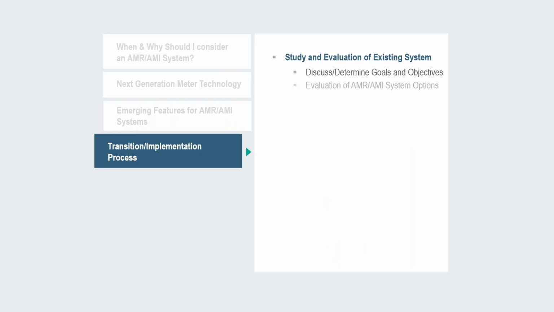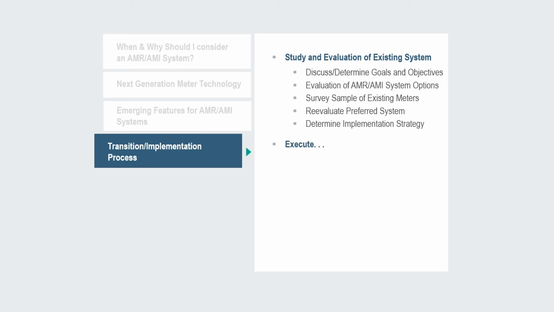Well, those are the meter types, the differences between AMR and AMI, and the emerging features that are coming out of these systems. That gets us to this point: I want to do it, so what do I do? Well, really the first and most important step in determining how and when and what to do with an AMR or AMI type system is: what is the utility provider's goal and objective here? And this can vary.